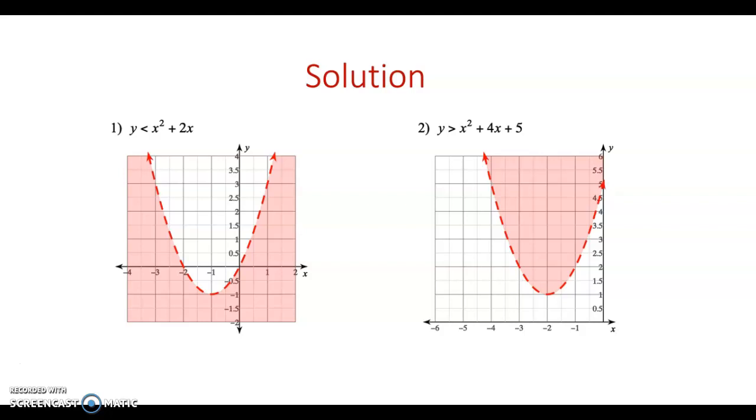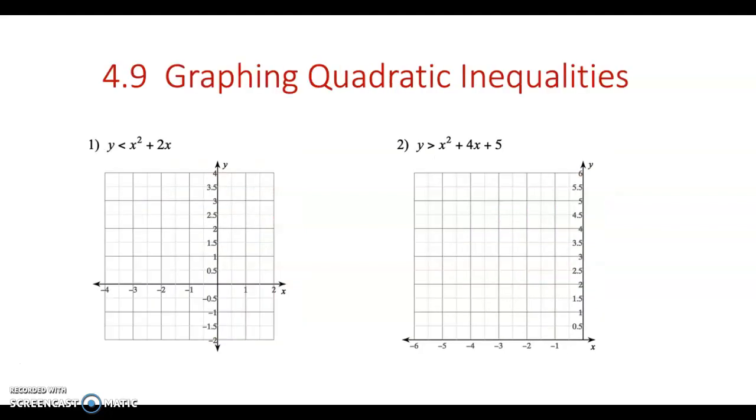Quadratic equation. So we are going to find the vertex first. And the vertex, the x-coordinate is negative b over 2a. So we're going to have negative 2 over 2, which is negative 1.